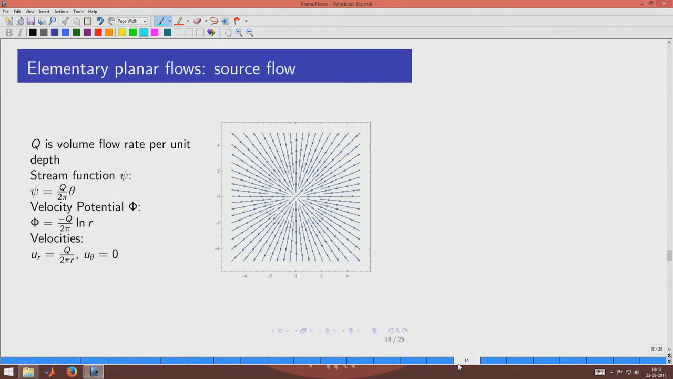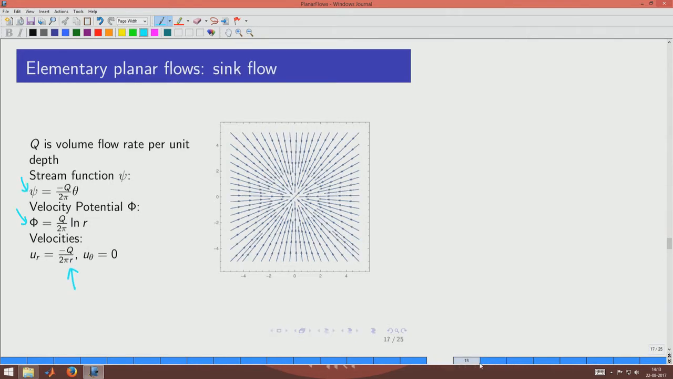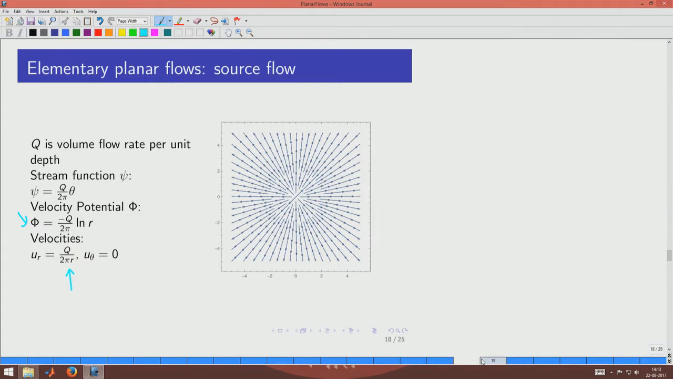So, the source flow is the exact opposite of sink flow. Here the directions of the arrows are reversed, and it can be given by the same function with just a minus sign. You can also see from here that the velocity components are just plus q by 2πr. The quantity q, in both the sink flow and the source flow, indicates the volume flow rate per unit depth in the z direction, and that can be used to calibrate the velocity components in the r direction.